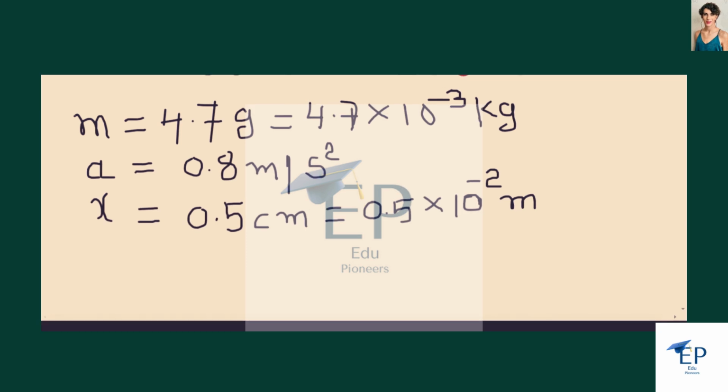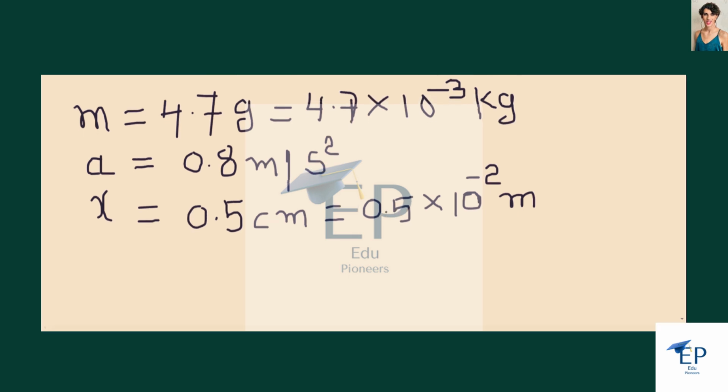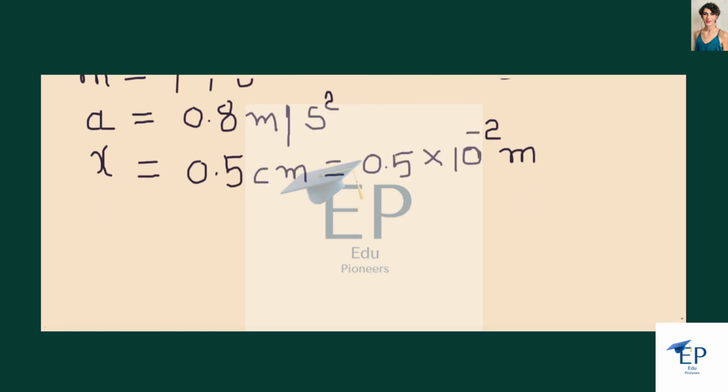The force acting on the mass in the horizontal direction is the spring force. Applying Newton's second law in the horizontal direction to the mass, we can write sigma F of x, that means the sum of the forces in the x direction, is equivalent to kx, which is equal to ma.